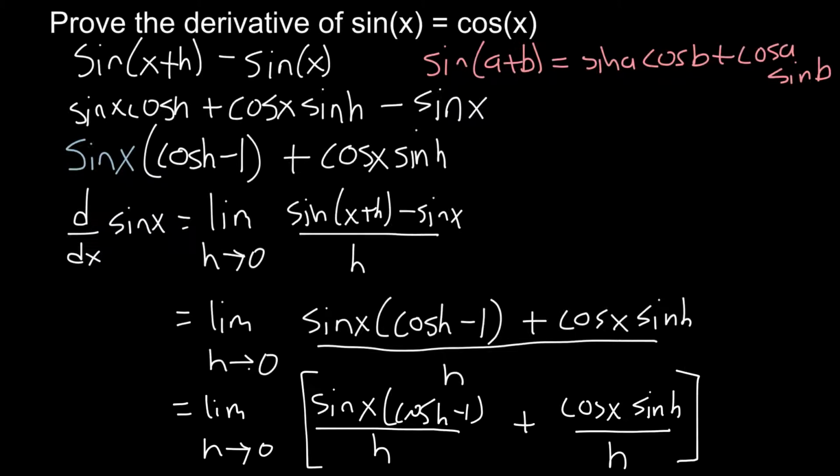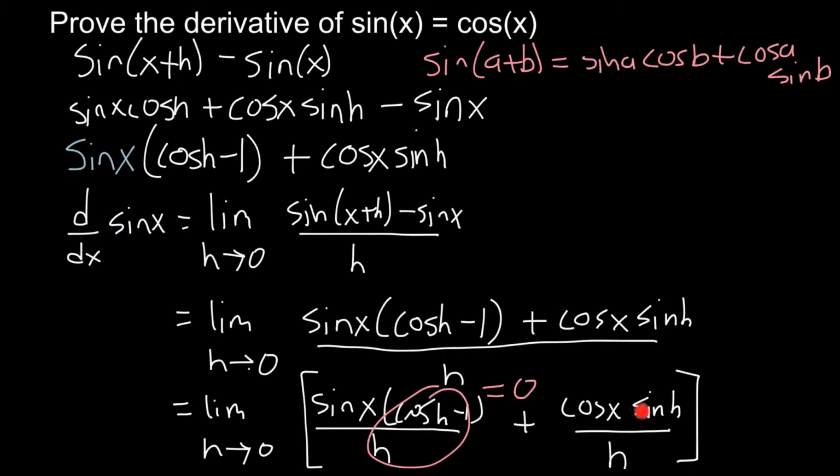This is still all limited. So we need to take a look. Are there any limits here that we recognize? Well, sine of x is not going to be limiting because the thing we're looking at is as h goes to 0, and so this remains constant. But cos of h minus 1 over h, that right there is a known limit. This is known to limit to 0.